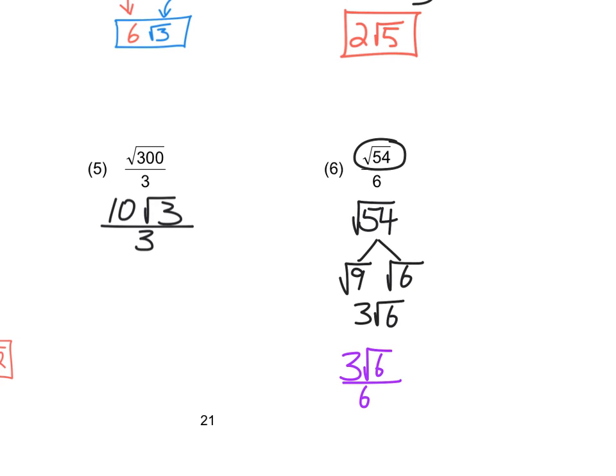Simplify. The 3 will go into the 6 twice. So 3 goes into 6 2 times. Final answer. Radical 6 over 2.